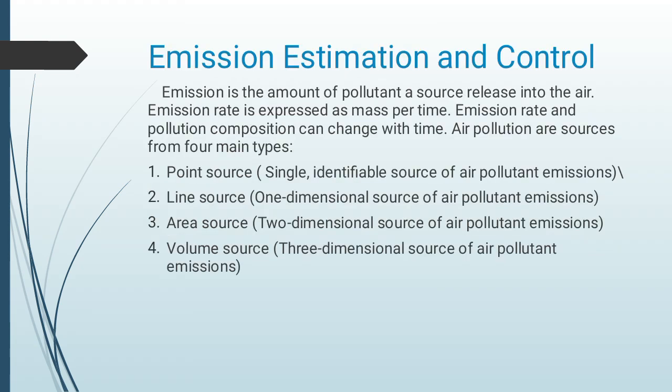Emission estimation and control. Emission is the amount of pollutant a source releases into the air. Emission rate is expressed as mass per time. Emission rate and pollutant composition can change with time. Air pollution sources come from four main types. Point source: a single, identifiable source of air pollutant emissions. Line source: a one-dimensional source of air pollutant emissions. Area source: a two-dimensional source of air pollutant emissions. And volume source: a three-dimensional source of air pollutant emissions.